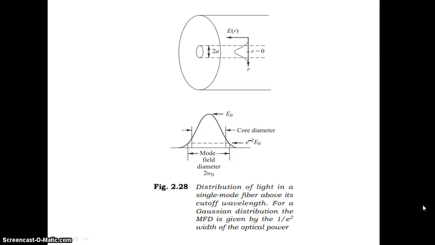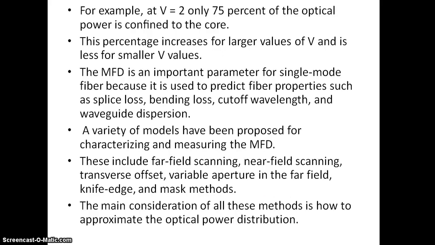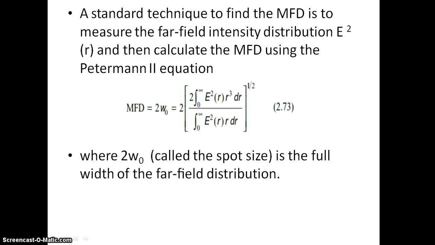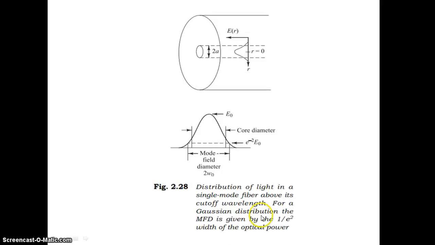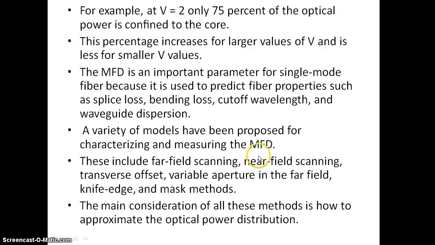Okay, so this diagram shows the mode field diameter. The E field is maximum at the center and it decays when it moves to the cladding. That is, it varies as 1/e squared. Okay, so that is what has been given here. So this shows the expression for mode field diameter, and this W0 shows the width. So here this is the W0, this is the W0, and this is 2W0.